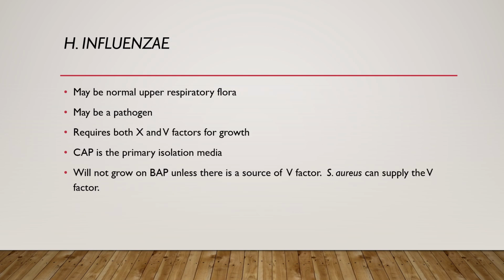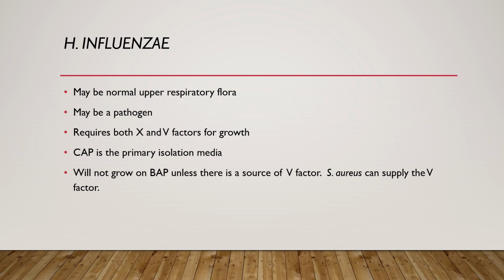About 10% of the population does harbor Haemophilus species in the upper respiratory tract. Now, Haemophilus influenzae may be normal flora, or it could be a pathogen, and a lot of times it is a pathogen. In order to get it to grow on media, we have to provide both the X and the V factor for growth. The X factor is hemin and the V factor is NAD. Chocolate agar is an ideal media for Haemophilus influenzae because of the lysed red cells in the media. It provides both the X and V factors.